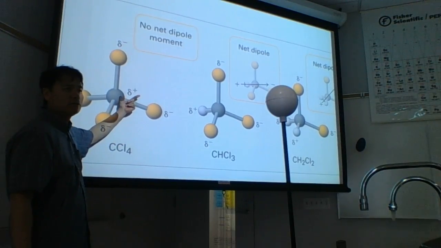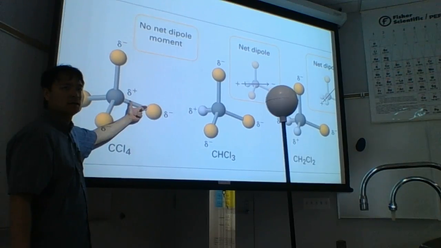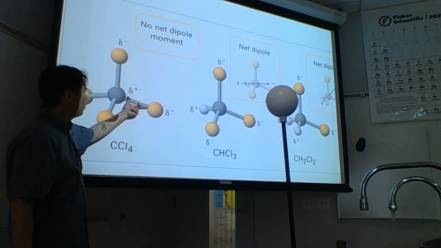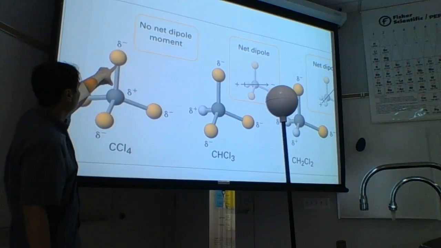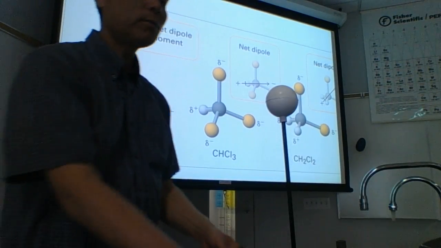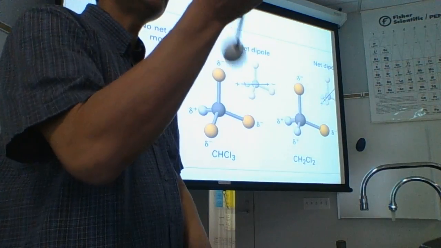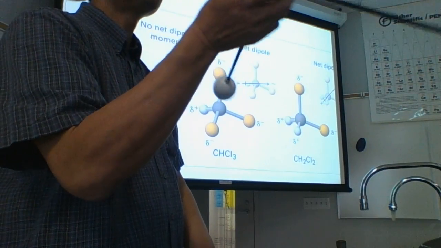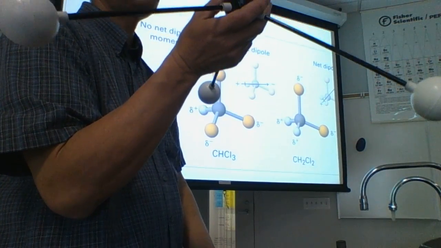The carbon end of this bond is positive. The chlorine end is negative. So we got a polar bond. This is a polar bond. This is a polar bond. In fact, all four bonds are very polar, and yet carbon tetrachloride is non-polar. Why?